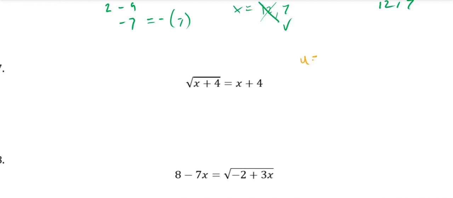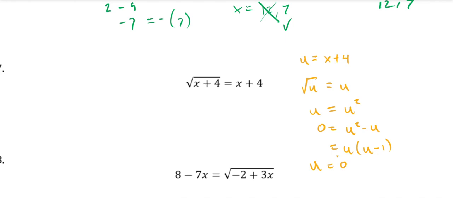Let's approach this using substitution. If I take x plus 4 and set that to u, this says where's the square root of u equal to u? Squaring both sides, that's where u is equal to u squared. Subtracting this over, we have u squared minus u equal to 0, or u times u minus 1 is equal to 0. This gives us solutions at u equals 0 and u equals positive 1.